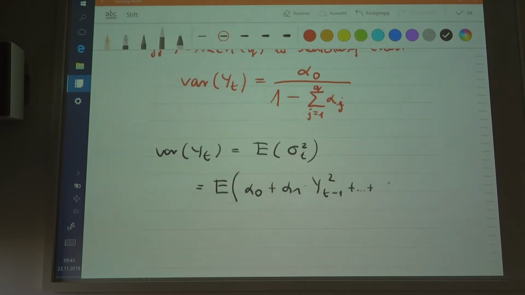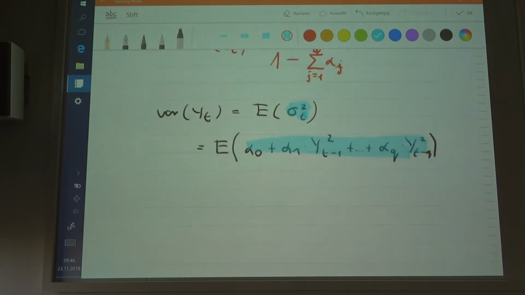So alpha q times y_{t-q} squared. You just plug it in here. This is just a process. Now, the expectation of the sum is of course equal to the sum of the expectations.